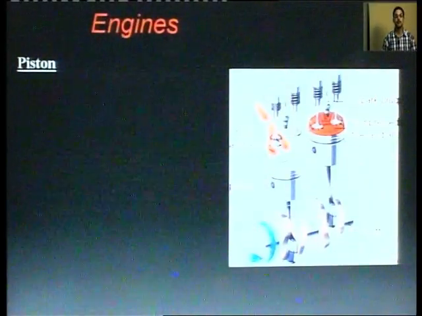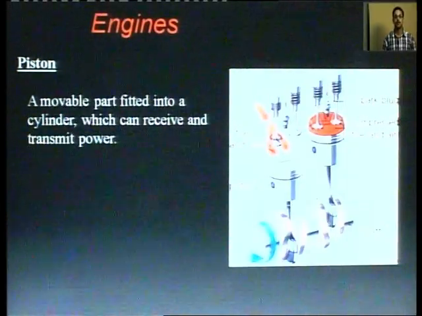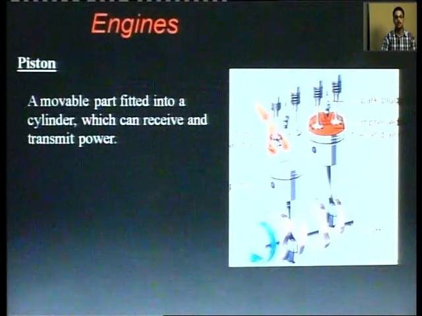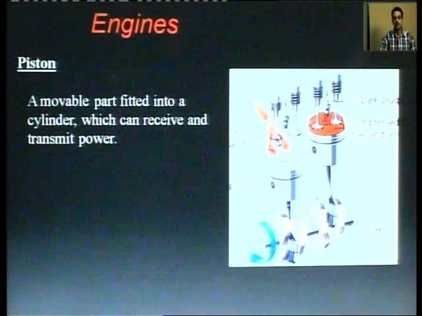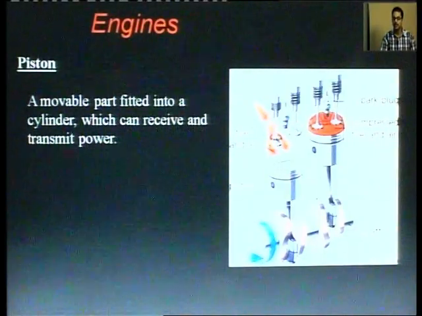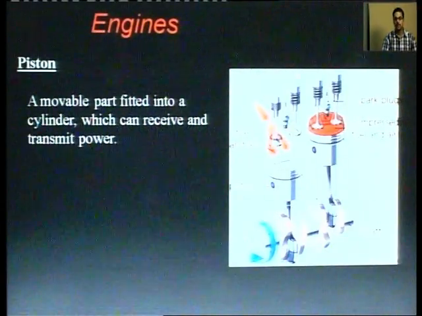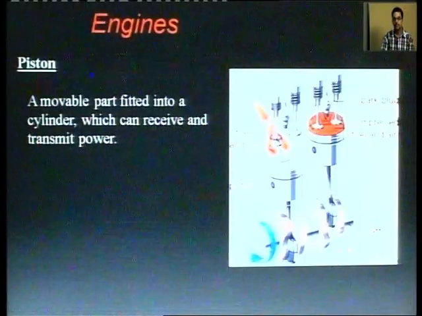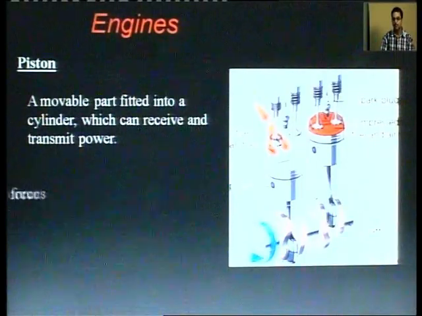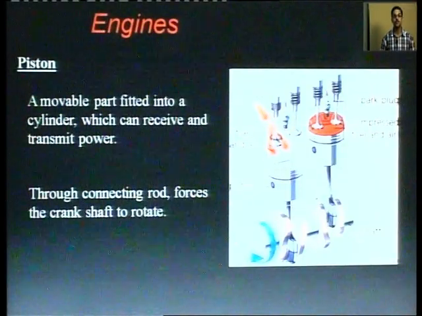This is the arrangement of pistons and valves. The piston is a movable part fitted into the cylinder which can receive and transmit power. The piston is in reciprocating motion, and through the connecting rod it forces the crankshaft to rotate.